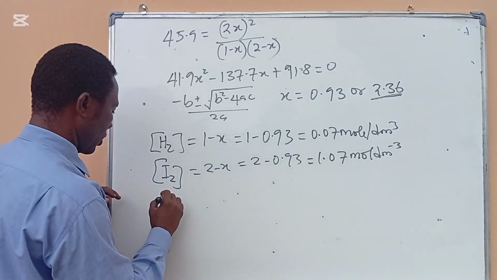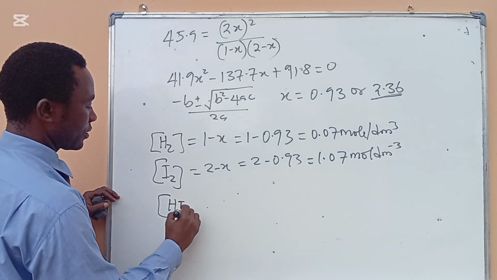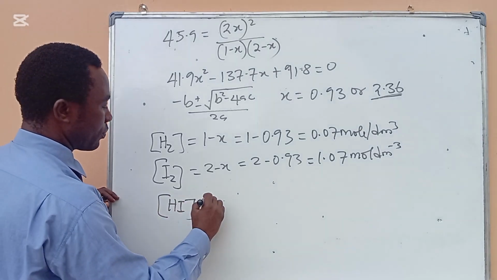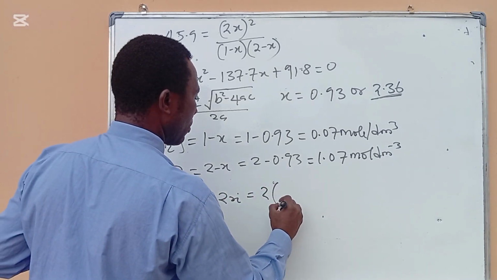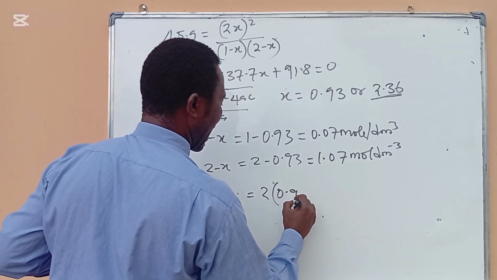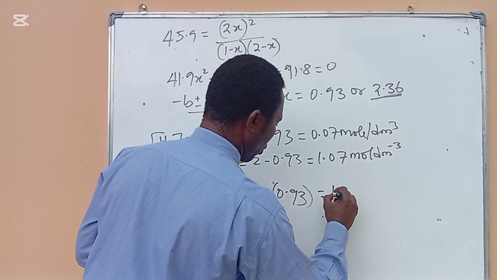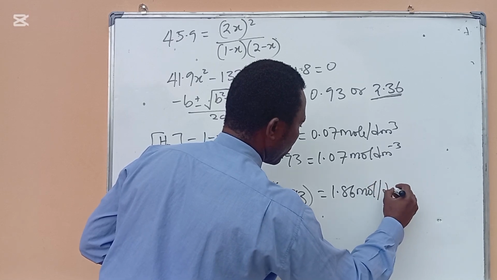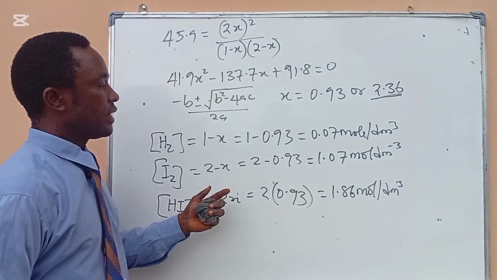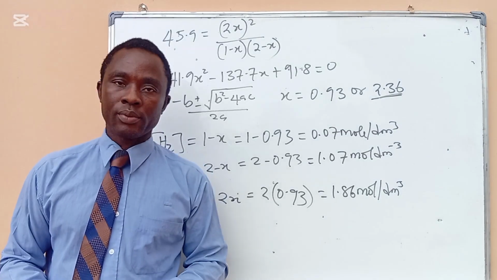Then the concentration of hydrogen iodide at equilibrium, we got it as 2x, which is equal to 2 multiplied by 0.93, because our x is 0.93. That will give us 1.86 mole per dm cube. So these are the concentrations of each of the species at equilibrium.